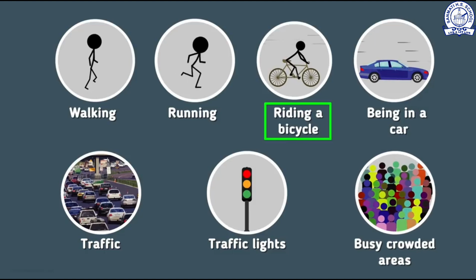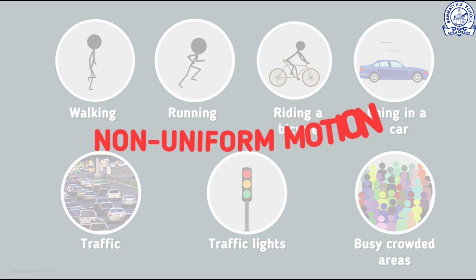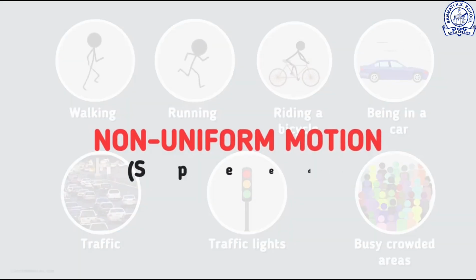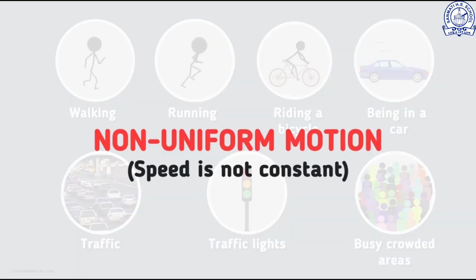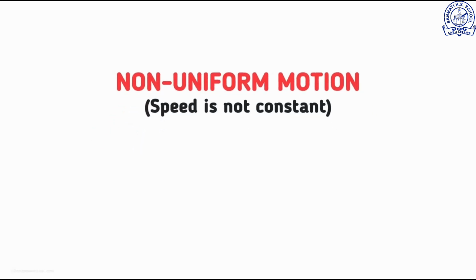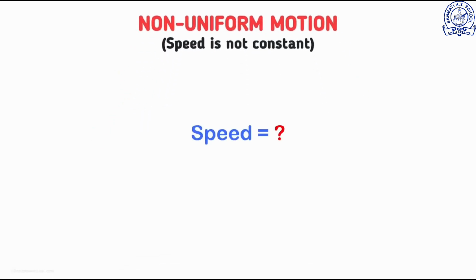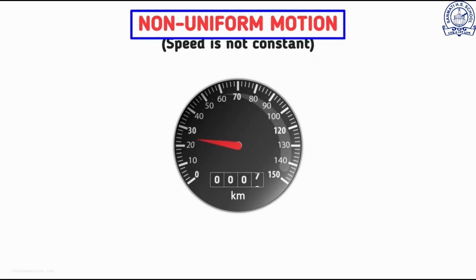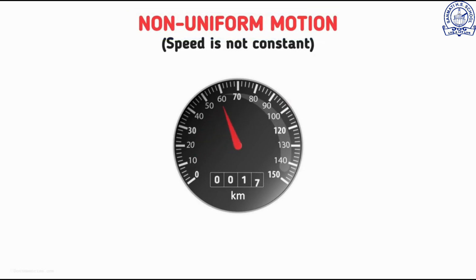The bicycle ride is fast at times and slow at other times depending on which area of the school you're in. Same goes for driving a car. Such cases are examples of non-uniform motion. The speed of the object is not constant. So hang on, can we calculate speed for non-uniform motion? As the motion is not uniform, it will have different speeds at different points in time.